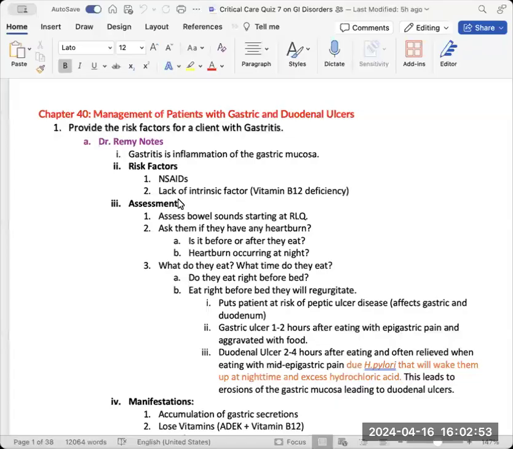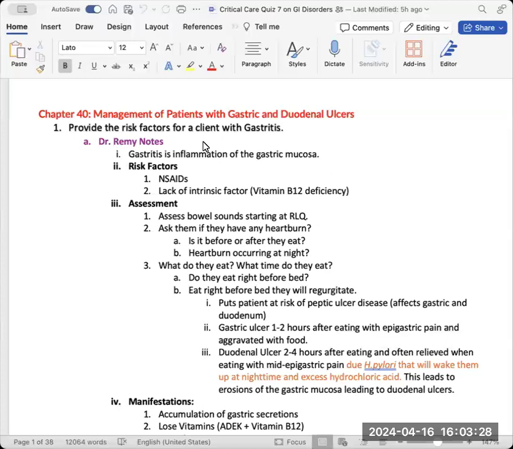So, the first question in Chapter 40 for management of patients with gastric and duodenal ulcers is provide the risk factors for a client with gastritis. And something I've noticed when going through questions is they highly associate gastritis, especially chronic gastritis, with peptic ulcer disease. So, if you have chronic gastritis, which is typically caused by H. pylori infections, you are most likely going to have peptic ulcer disease.